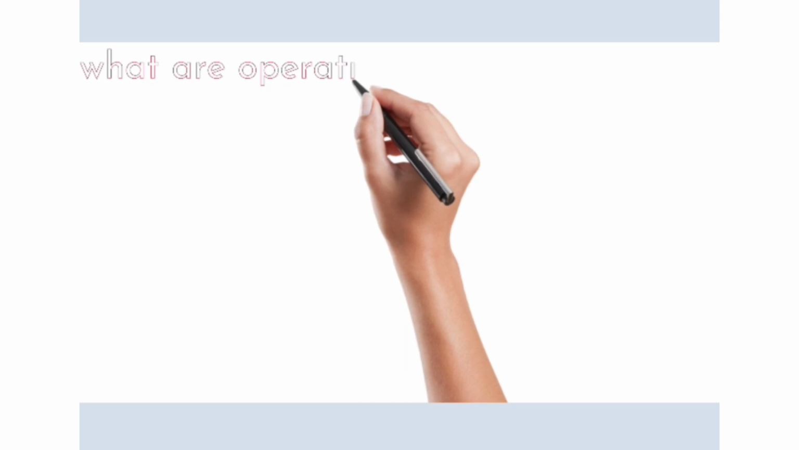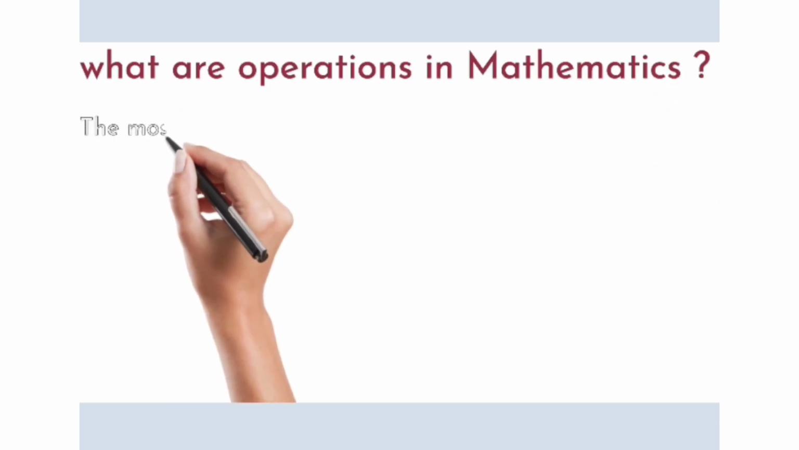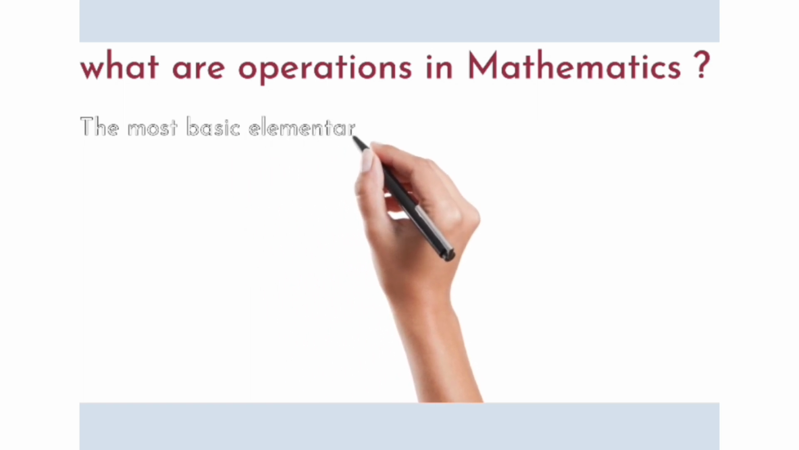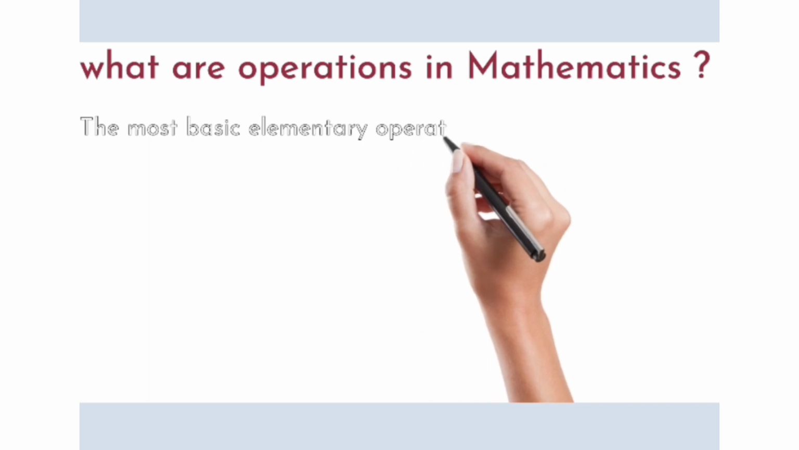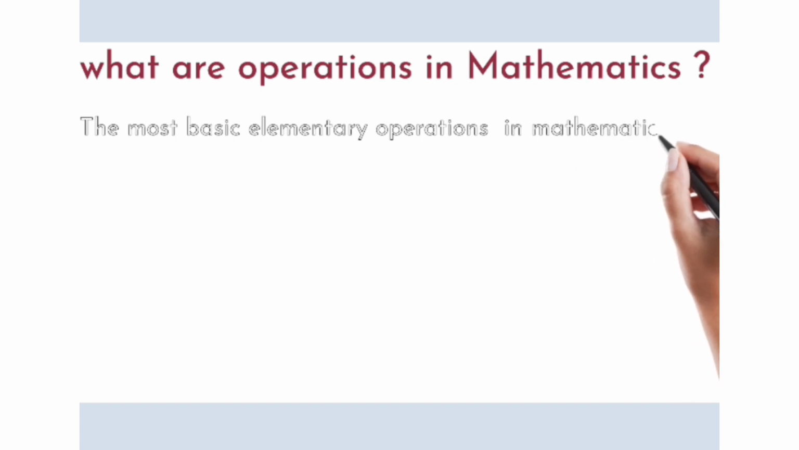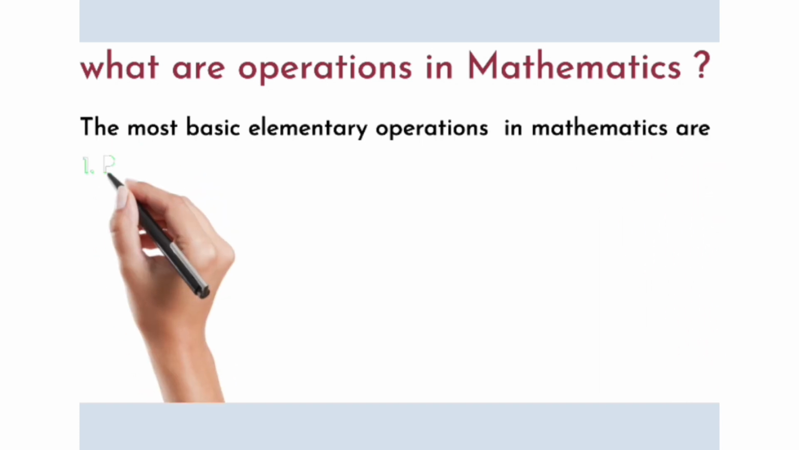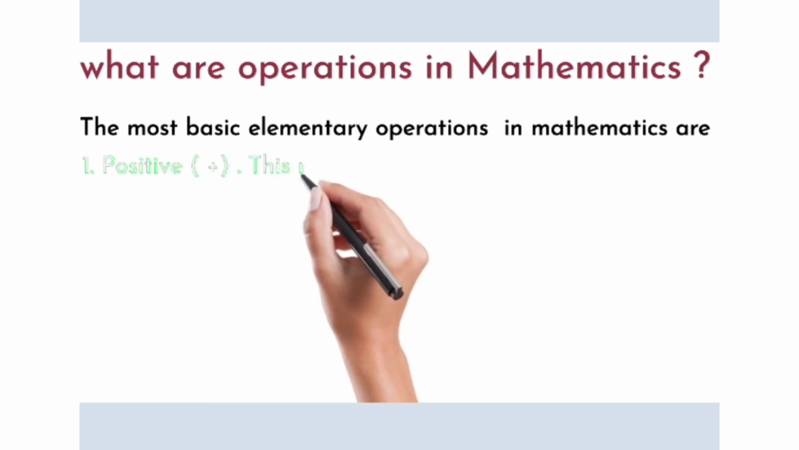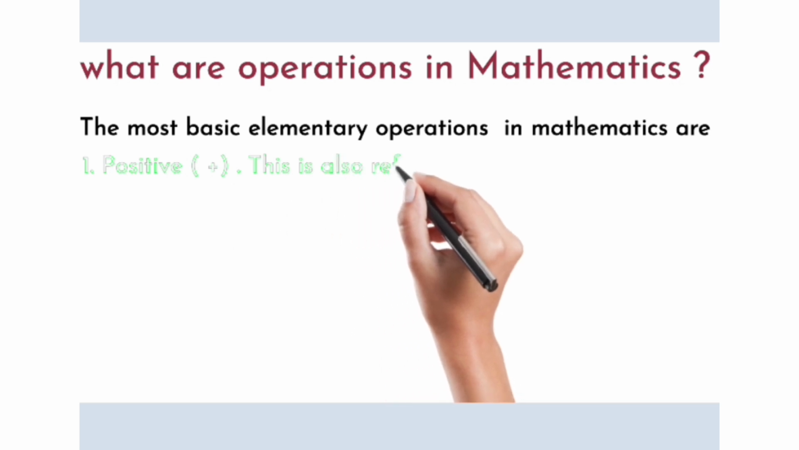Now, what are operations in mathematics? The most basic elementary operations in mathematics are four. There are other complicated or complex operations in mathematics, but the most basic elementary operations are four, which are, number 1, positive operation. Positive operation, that's a plus sign. This is also referred to as plus or addition.